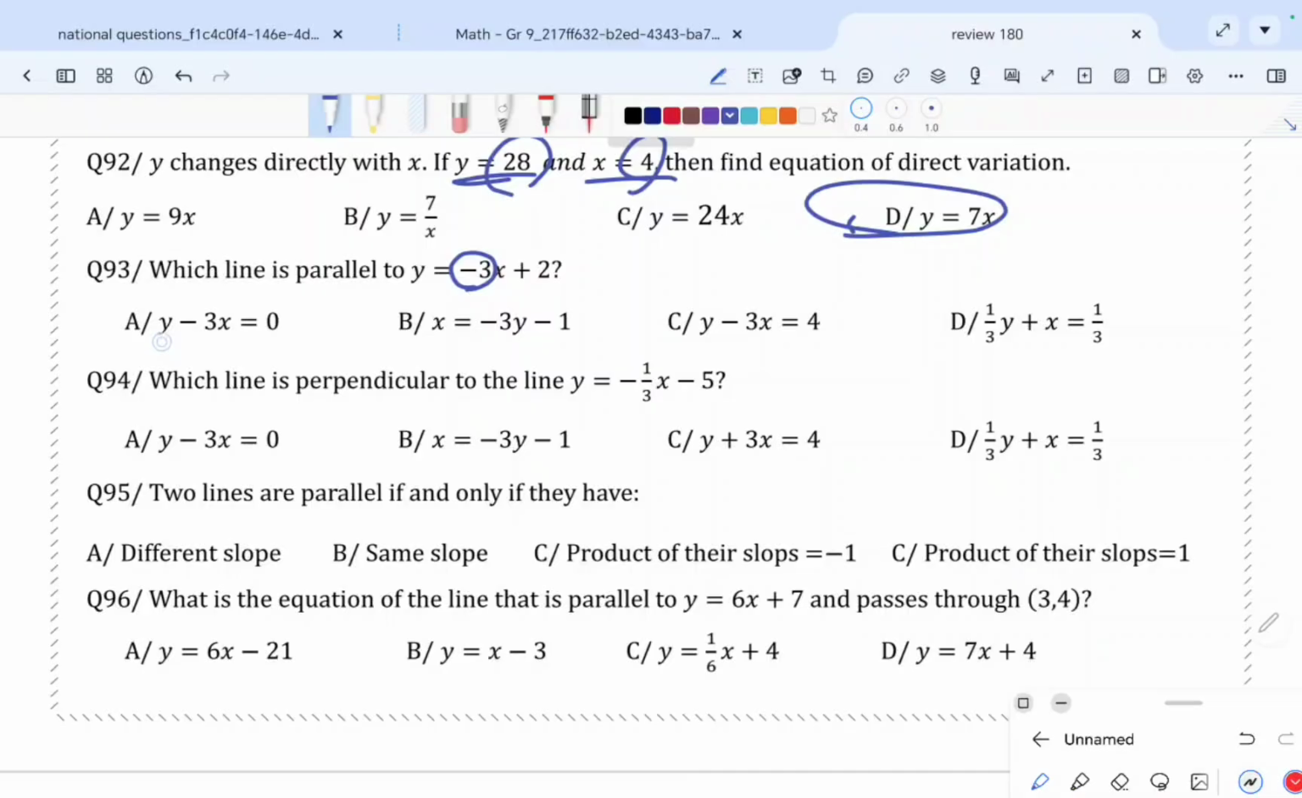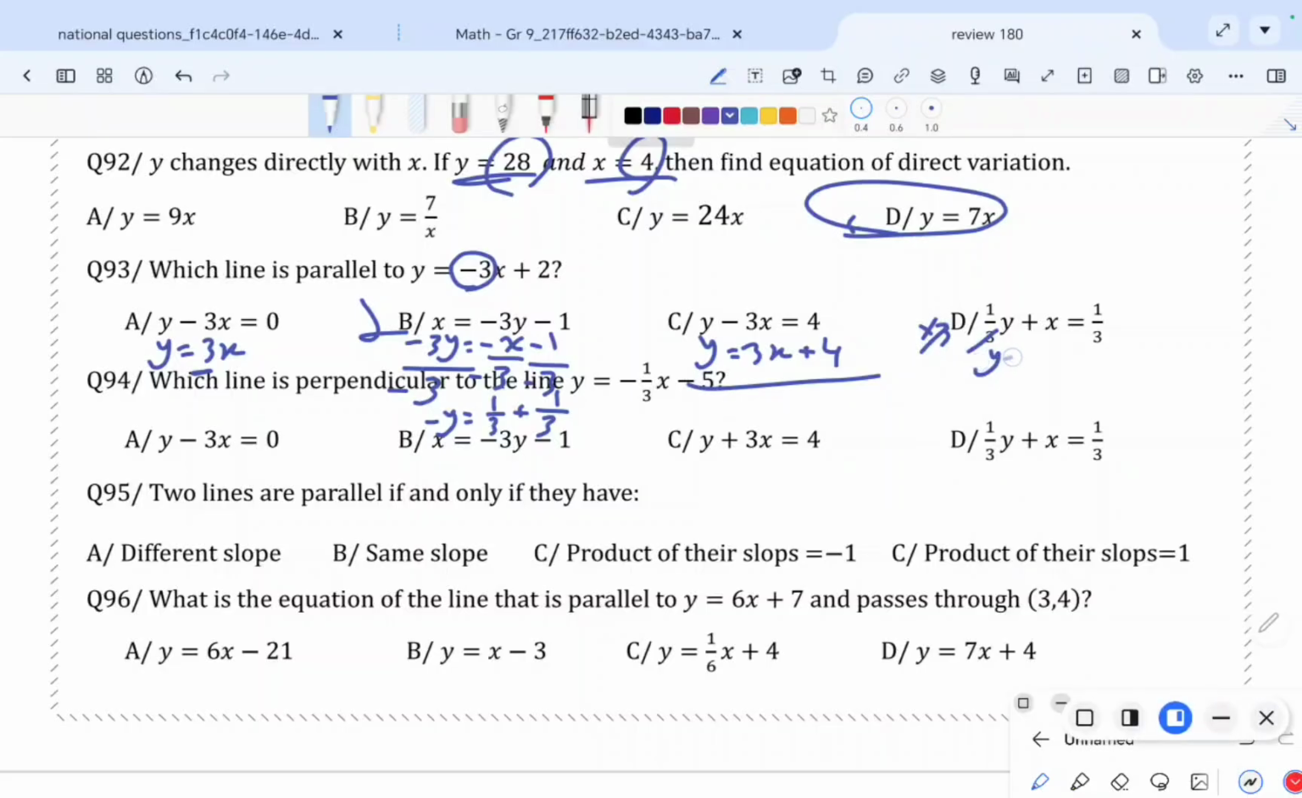And which one has slope negative 3? This one, you have to change the equation to y, so it will be y is equal to 3x. It's not, because it's equal to 3, not negative 3. Even this one, negative 3y is equal to negative x minus 1. If you divide by negative 3, it will be positive 1 out of 3. So even this one is not correct. Y is equal to 3x plus 4. Even this one is not correct.